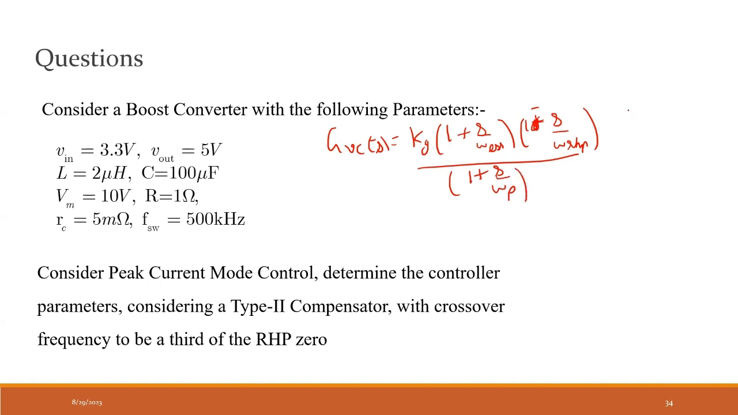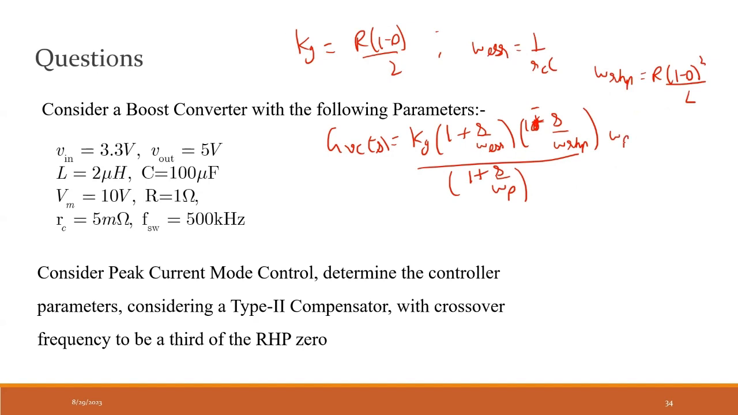So can you calculate Kg? The formula for Kg is R into (1 minus D) upon 2. Omega ESR is given by 1 upon RC into C. Omega RHP is given by R into (1 minus D) square upon L. And omega P is given by 2 upon (R plus 2RC) into C. So can you calculate these values and tell me what they will be?